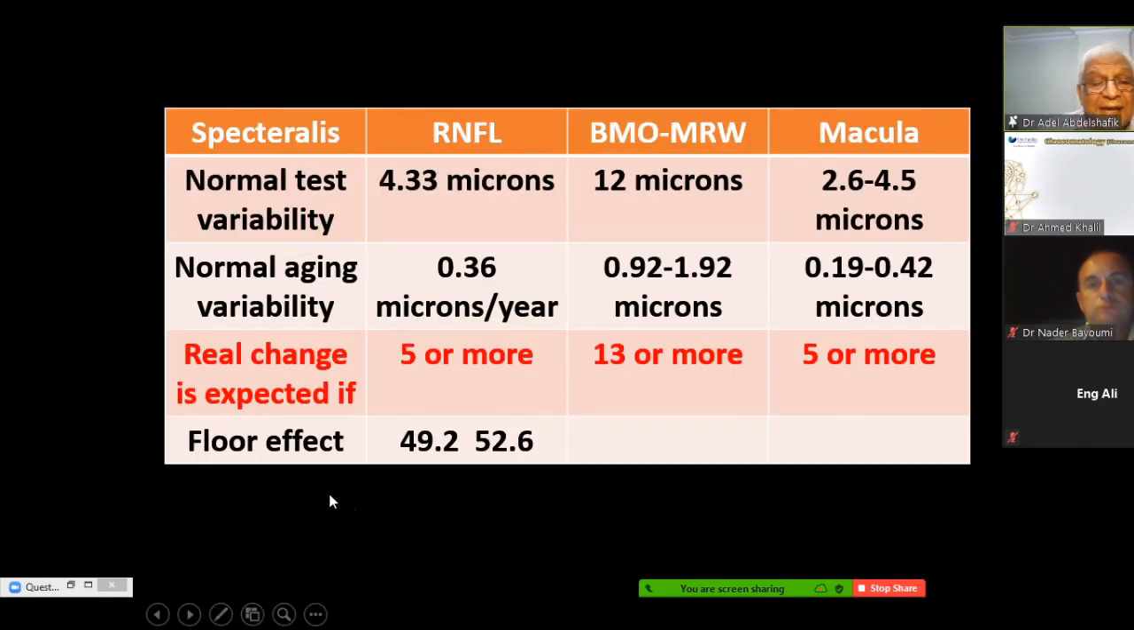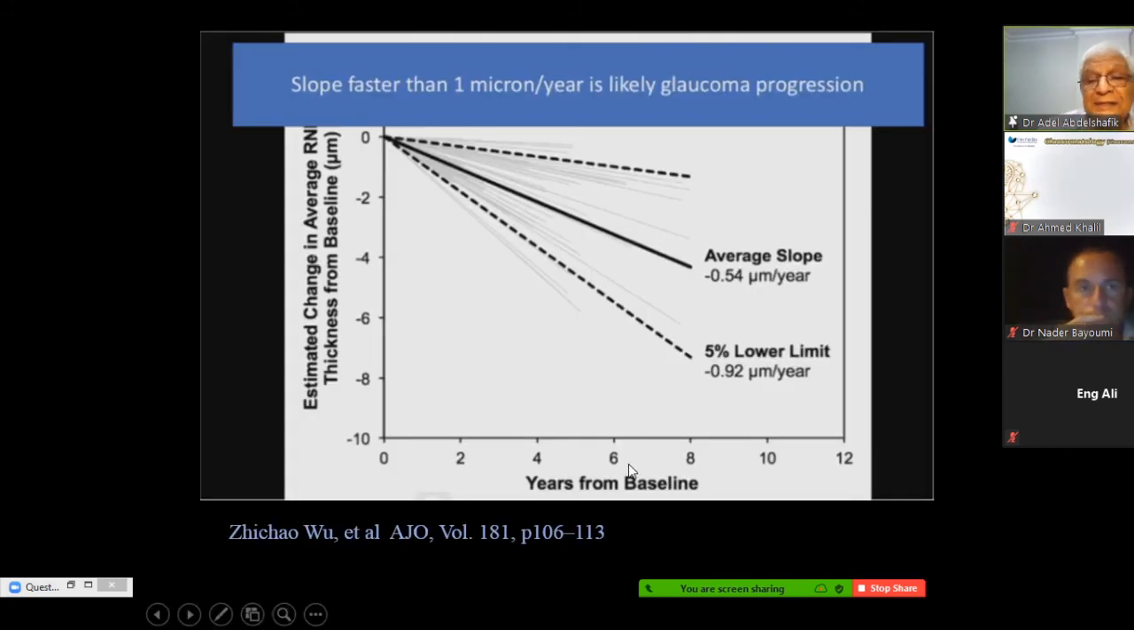For the Spectralis, for the retinal nerve fiber layer, you need changes of more than 5. For the macula, you need changes of more than 5. For the neural rim in the disc, the Bruch's membrane opening minimum rim width, you need changes of more than 13. Another study showed that changes faster than 1 micron per year are likely progression of glaucoma. They were talking about the retinal nerve fiber layer.